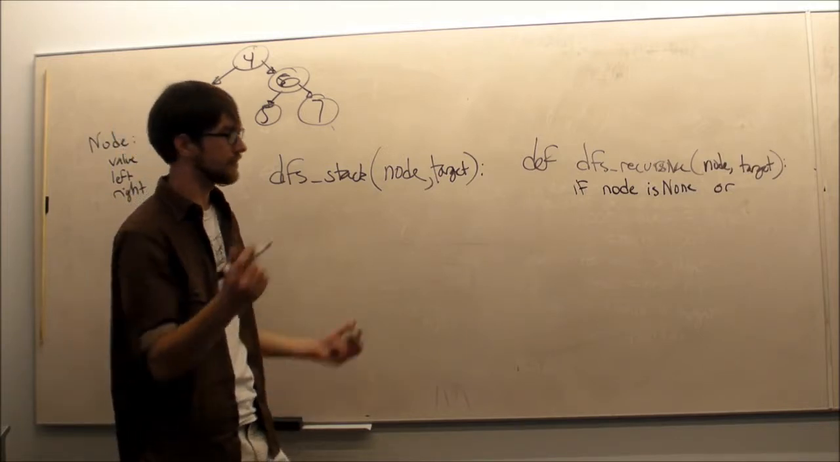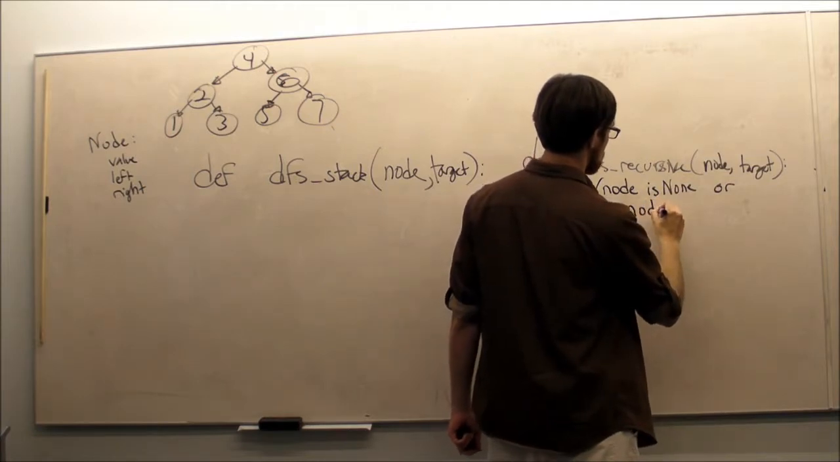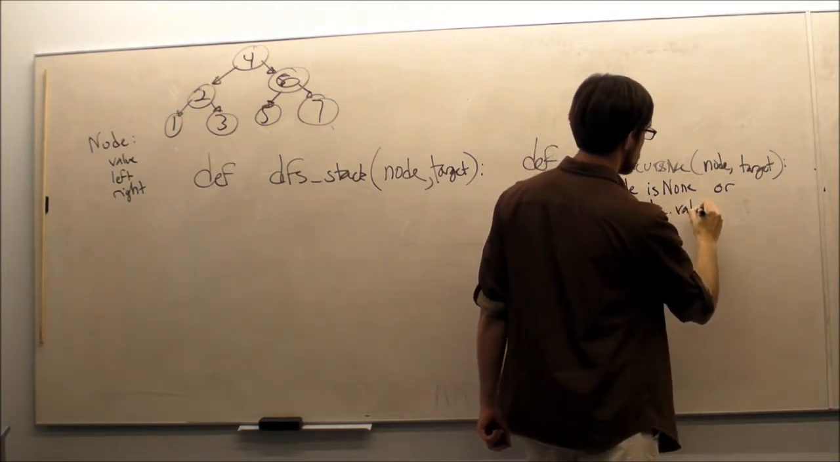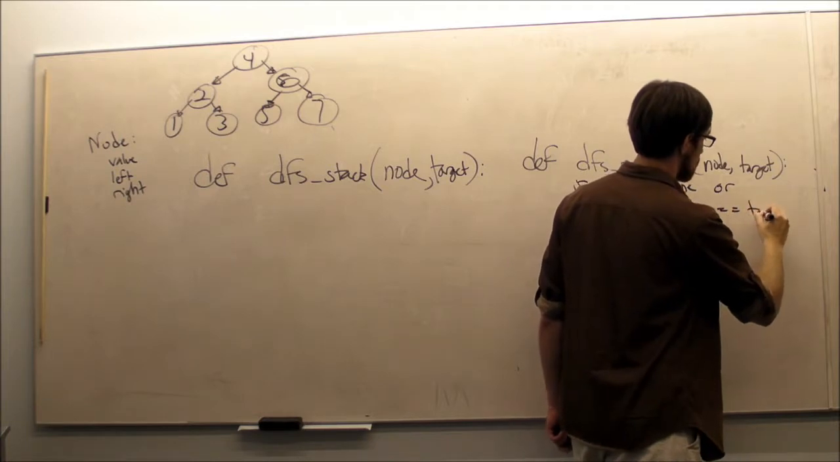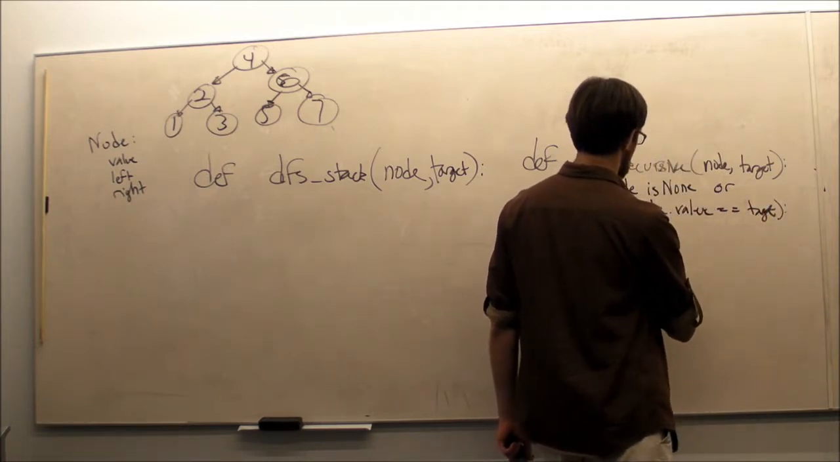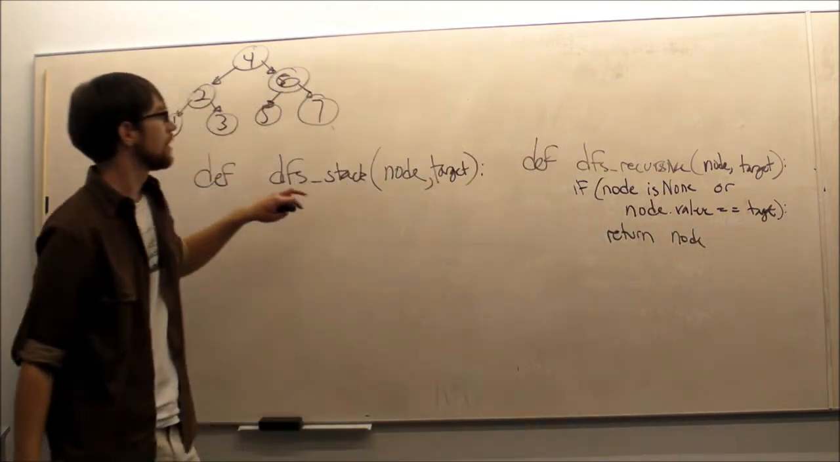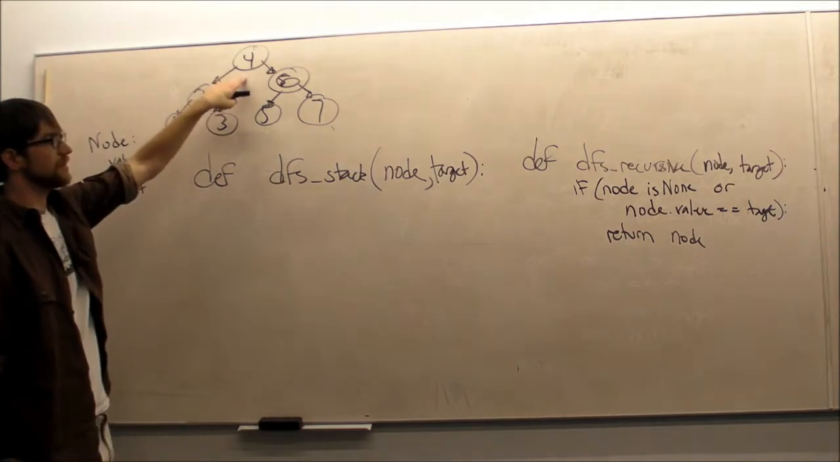If the target. So if node is none, or node.value is target, return the node that we're on. And so from here, let's take a step.